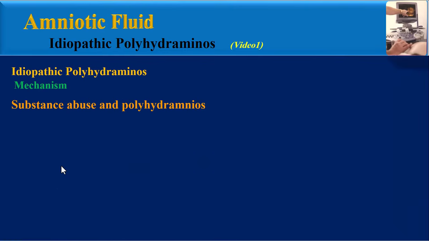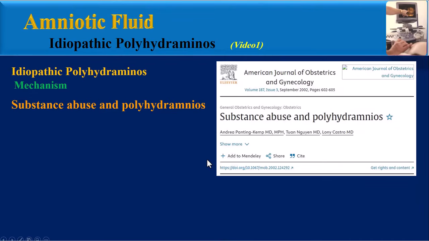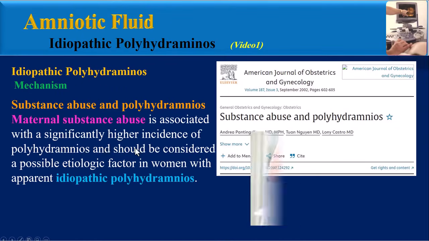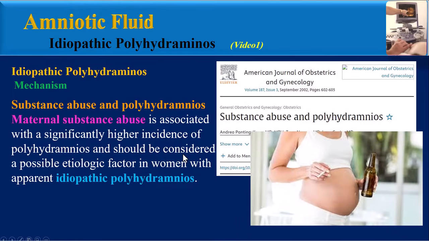Another theory is substance abuse and polyhydramnios. Some studies show that maternal substance abuse is associated with a significantly higher incidence of polyhydramnios and should be considered a possible etiologic factor in women with apparent idiopathic polyhydramnios.